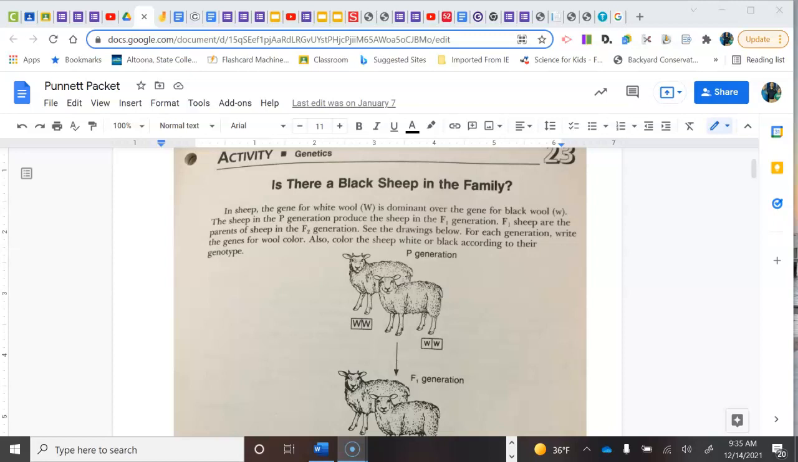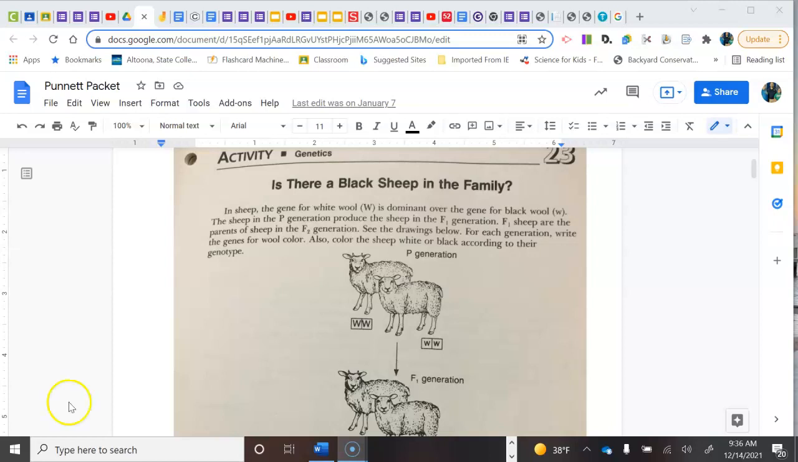In sheep, the gene for white wool is capital W. So anytime you see a capital letter, that's a dominant allele. The gene for black wool is lowercase w. The sheep in the P generation, which stands for parent, produce the sheep in the F1 generation. That actually stands for first filial. You can think about it as like first family. The F1 sheep are the parents of the F2 generation. See the drawings below. Write the genes for wool color. Also color the sheep white or black according to their genotype.